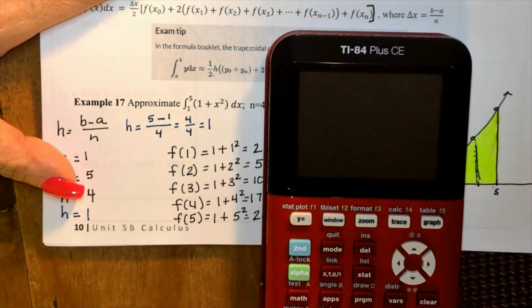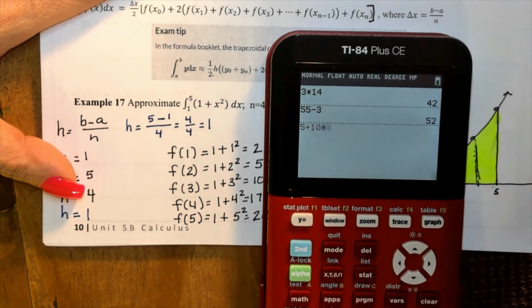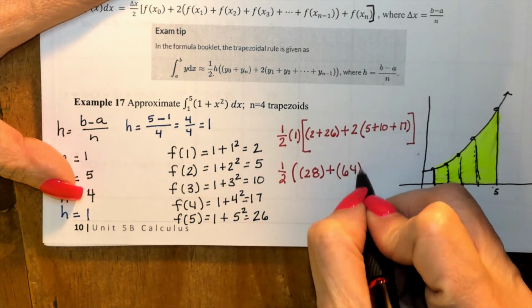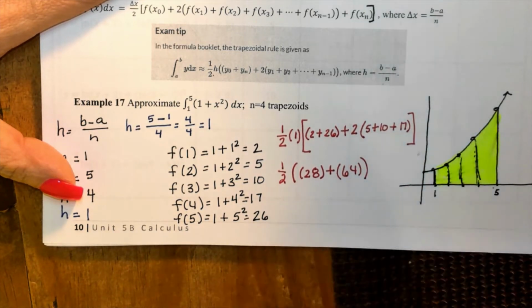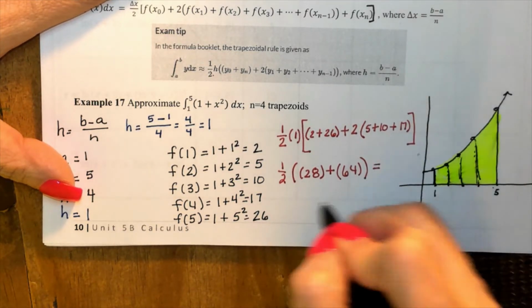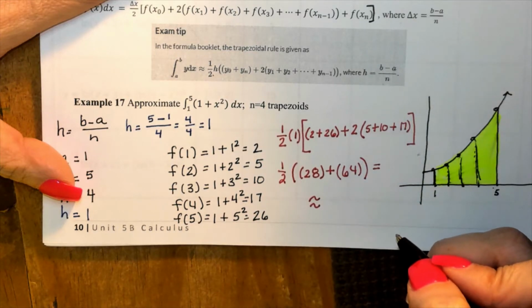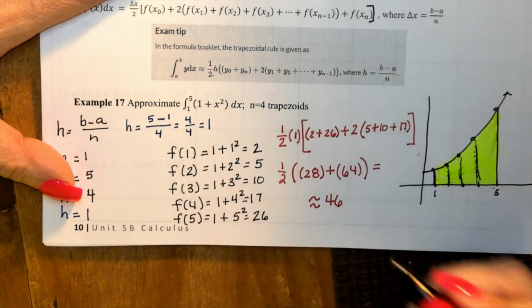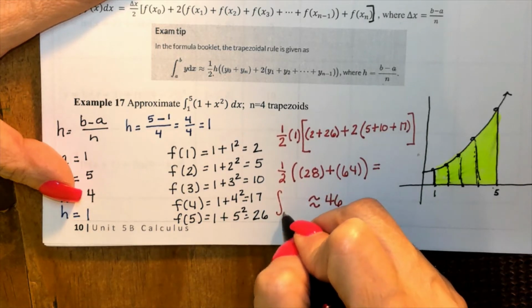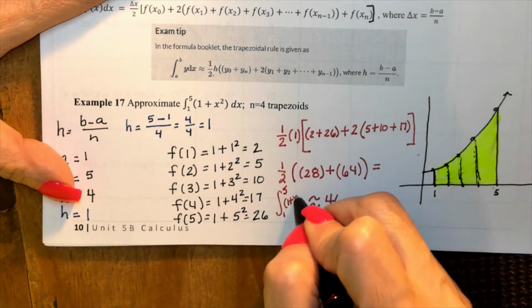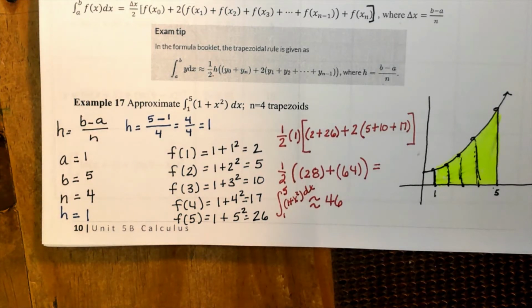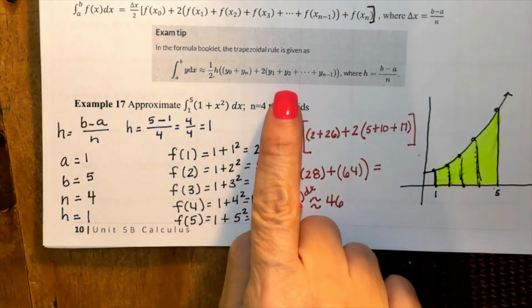I'm going to double check that. Pretty sure that's right. 5 plus 10 plus 17 times 2, 64. I had it right. I'm going to put parentheses around 64. So 28 plus 64, cut in half, I'm going to do my approximately: 92, half is 46. So I should probably write it as the integral from 1 to 5 of 1 plus x squared dx is approximately 46. That means the area under that curve is approximately 46. All right, that's the trapezoidal rule. It is in your formula book for you.